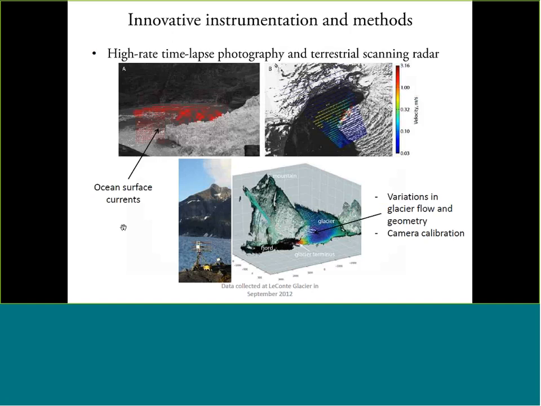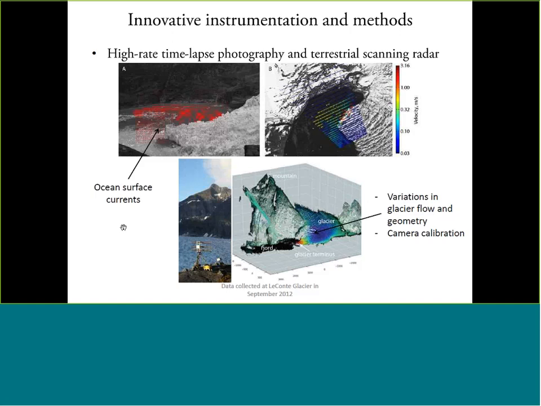And then lastly, we'll be using a combination of high rate time-lapse photography and terrestrial scanning radar to track changes in surface currents and also changes in the flow of the glacier terminus area. And looking at how those things change as the geometry of that terminus area changes.